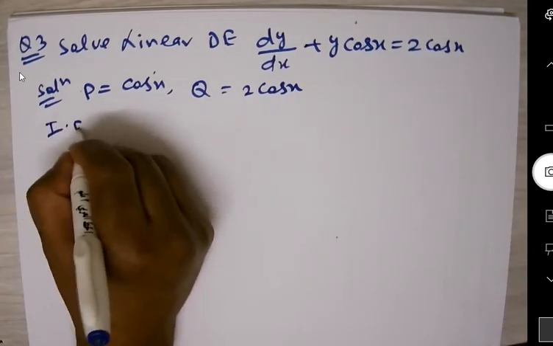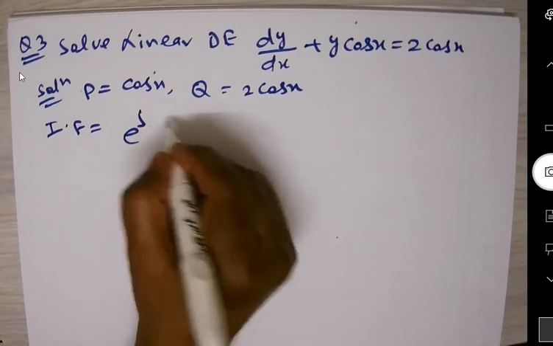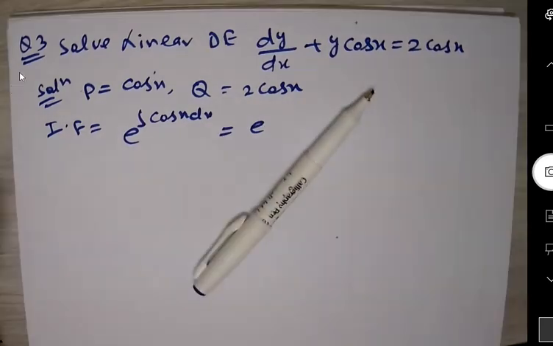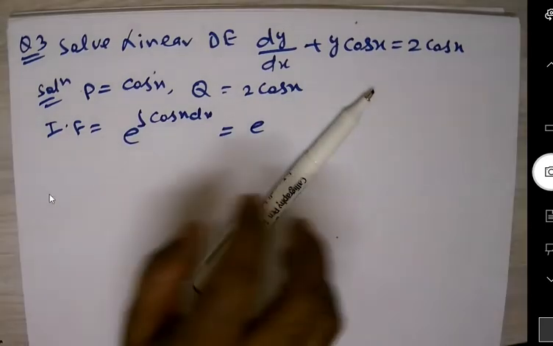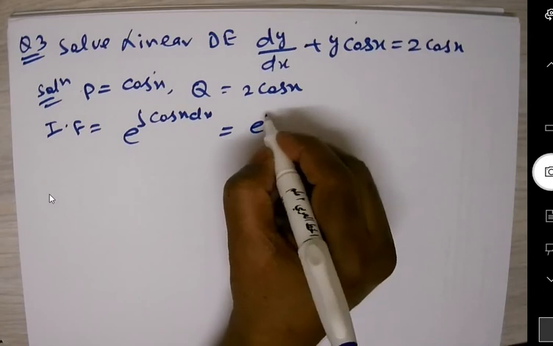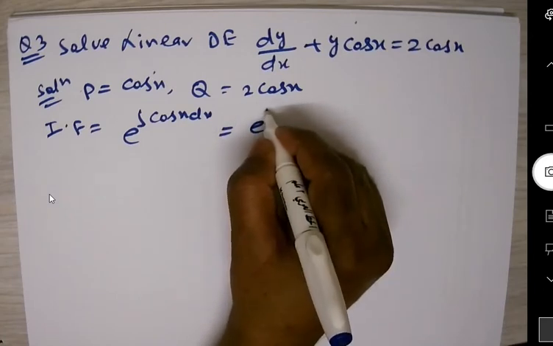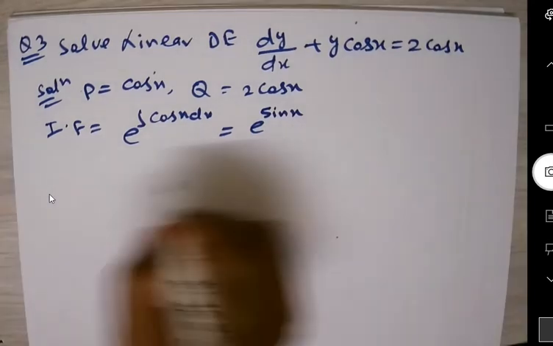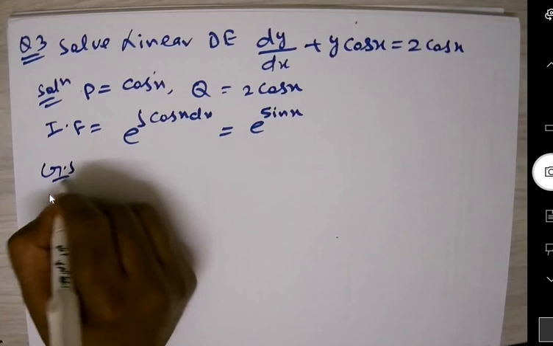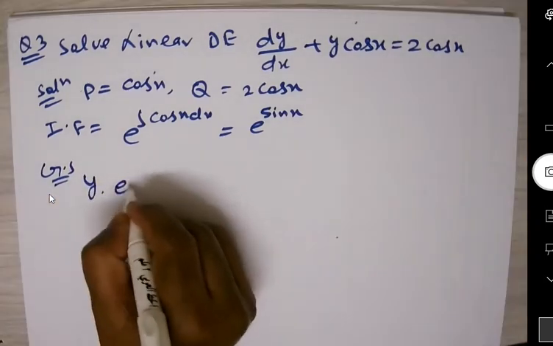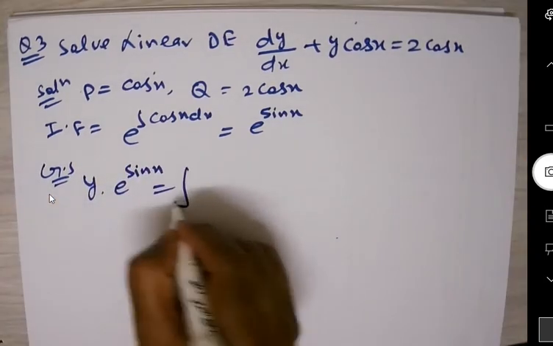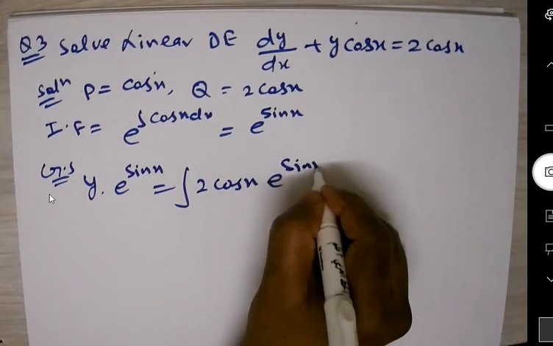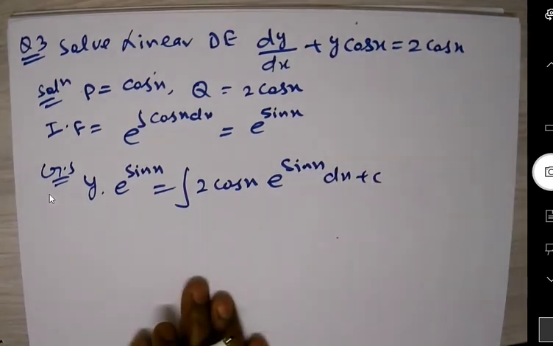Now write the first step. First step is integrating factor. E raised to the power integral of p dx, that means cosine of x dx. So what is the integration of cosine? Integration of cosine is sin x. So e power sin x. Now the second step is general solution. General solution: y into integrating factor is equal to integral of q, 2 cosine of x, into integrating factor dx plus c.